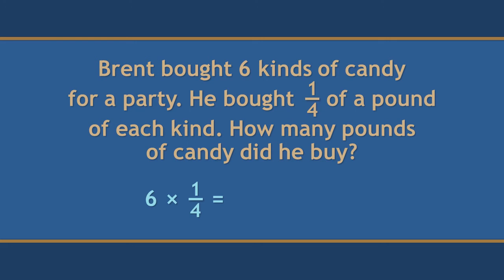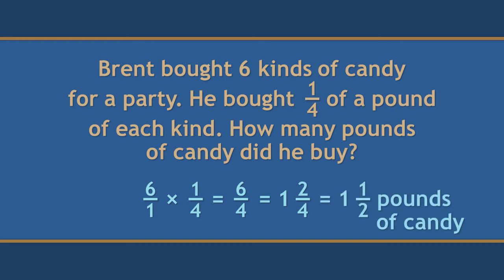So Brent bought 6 kinds of candy for a party. He bought 1/4 of a pound of each kind. How many pounds of candy did he buy? So you should have an equation set up that looks like this. 6 times 1/4. Now remember, you are always welcome to turn that whole number into a fraction by putting it over 1. So then we would simply multiply 6 times 1 and get 6, and 1 times 4, which gives us 4, which we would then turn into the mixed number of 1 2/4, which would then reduce down to 1 1/2. So he bought 1 1/2 pounds of candy.